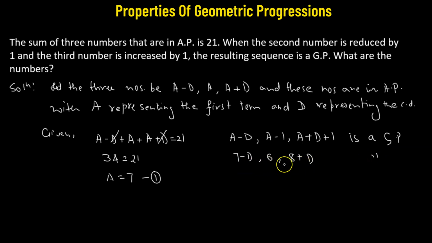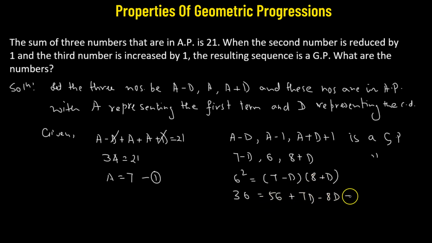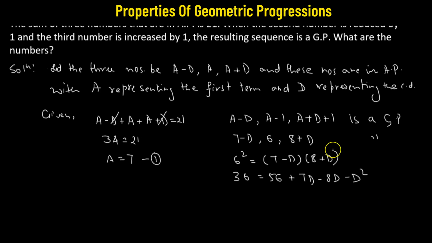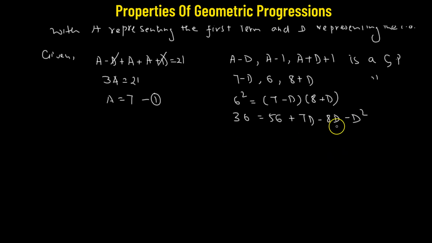Now, whenever three numbers are in geometric progression, it immediately follows that the square of the middle term is equal to the product of the extremes. So that means 7 minus D times 8 plus D equals 6 squared, which is 36. So 36 equals 7 times 8, that's 56, plus 7D minus 8D minus D squared.